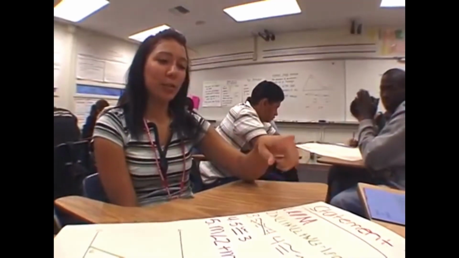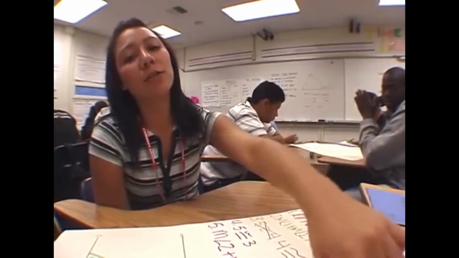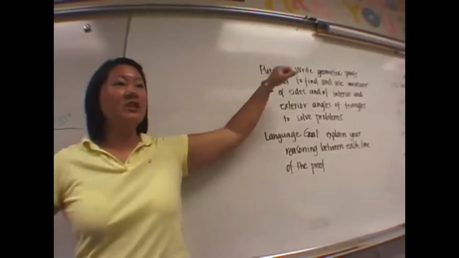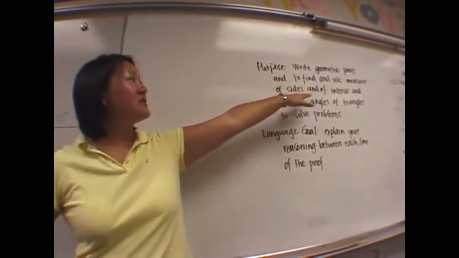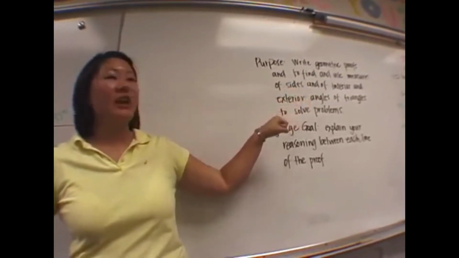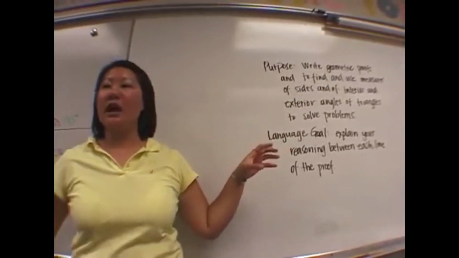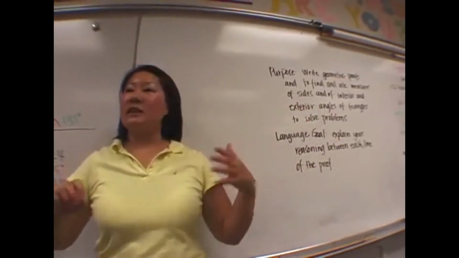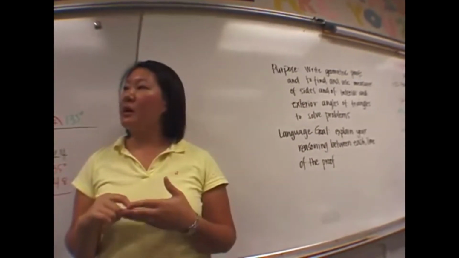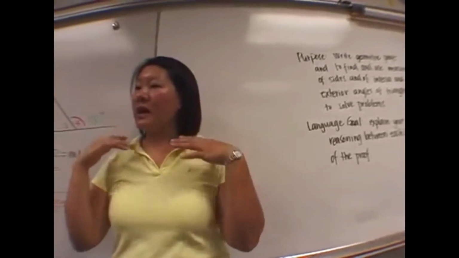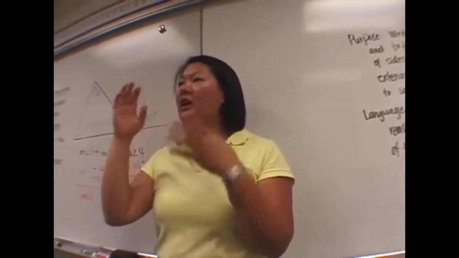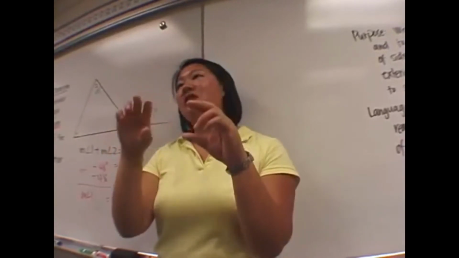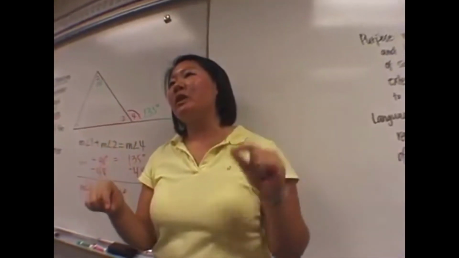I understood how you're supposed to match those to the definitions and alternate interior angles. And you were able to find and use the measures of sides of interior and exterior angles of triangles to solve problems. We are also working on the language goal, which was to explain your reasoning, which was part of the collaborative poster. Many of you are becoming more comfortable with explaining the logic between each line and why you would move from one line to the next.